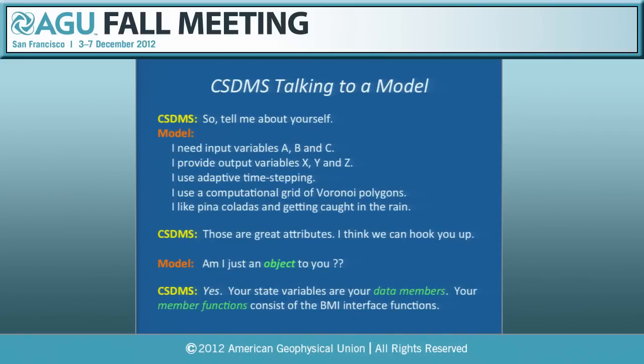And so this is kind of what it sounds like when CSDMS is talking to a model, kind of a conversation. It says, so tell me about yourself. The model says, I need input variables A, B, and C. I provide output variables X, Y, Z. I use adaptive time stepping. I use this type of grid. I like pina coladas and getting caught in the rain. Those are great attributes. I think we can hook you up. Am I just an object to you? Yes. Your state variables are your data members, and your member functions consist of the BMI functions.